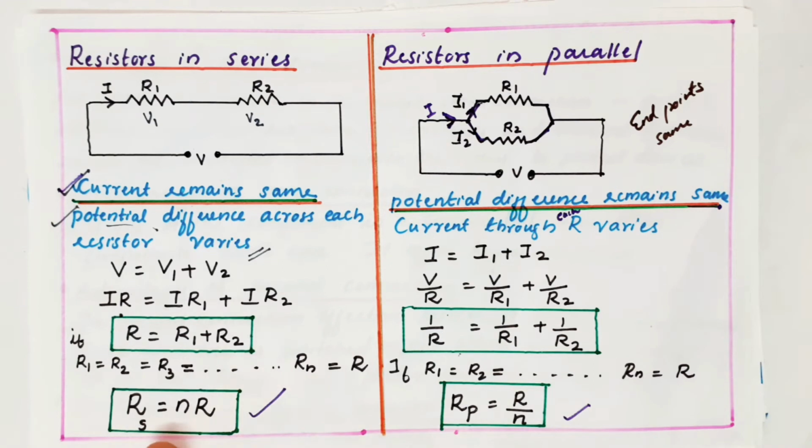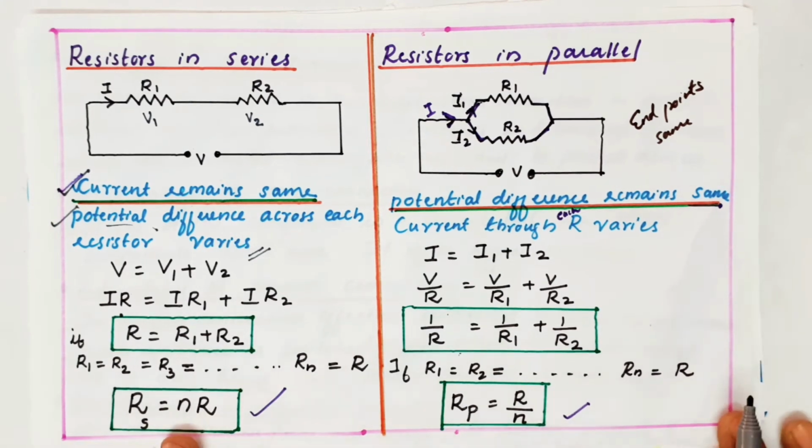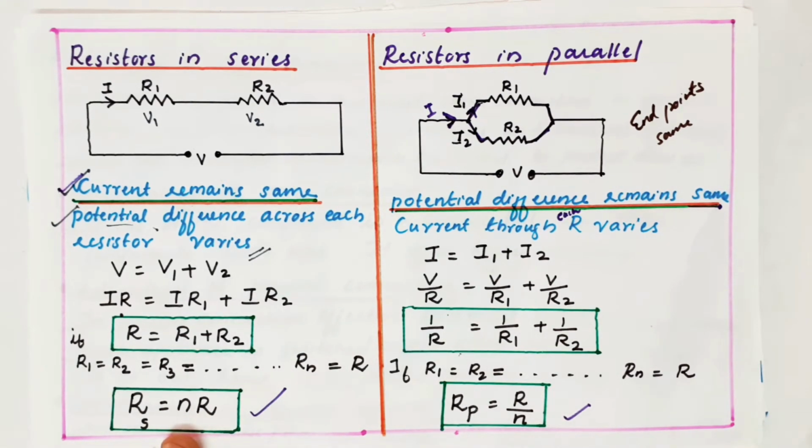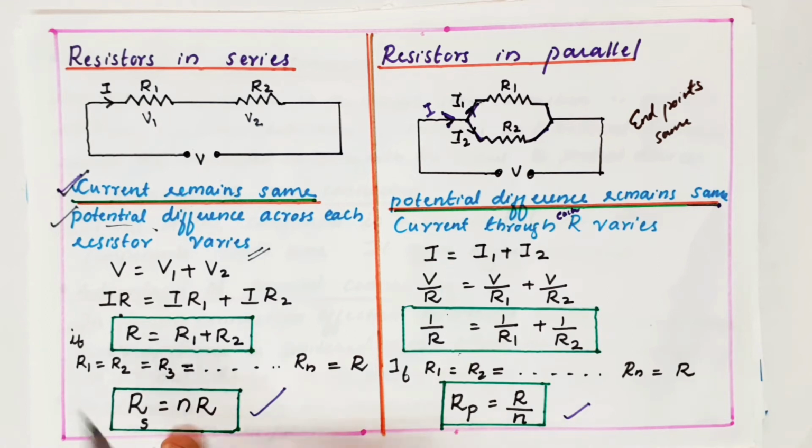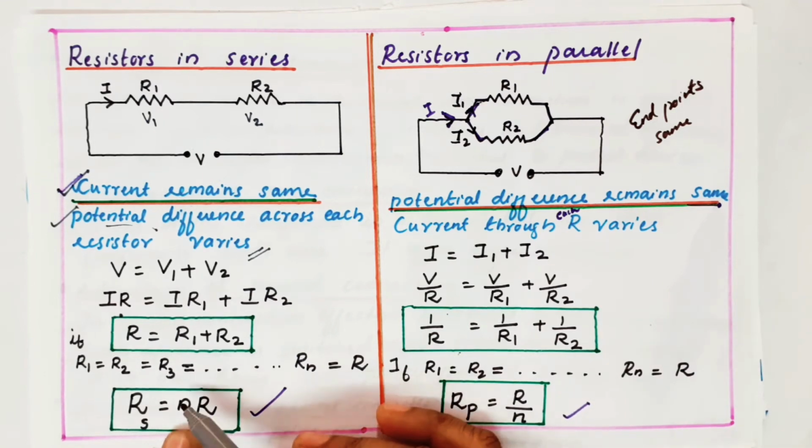If we are using more resistors, there are n resistors we are using and all the resistors are the same, R1 equals R2 equals R3, all are equal up to Rn. Then what happens to the effective resistance? It should be equal to nR.